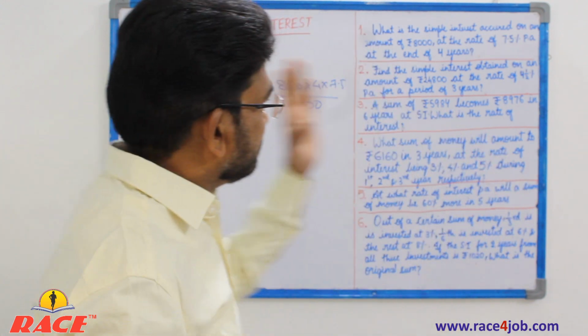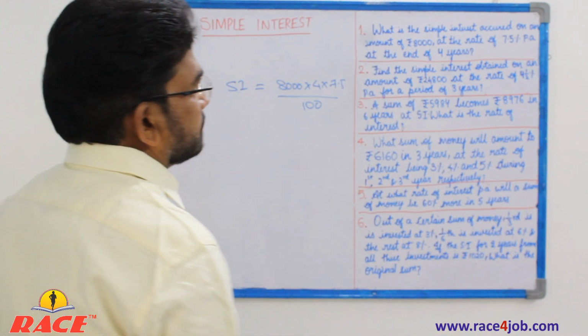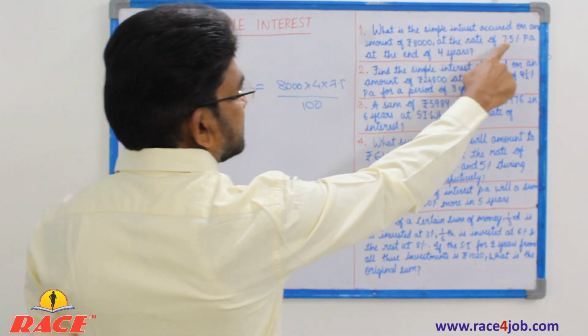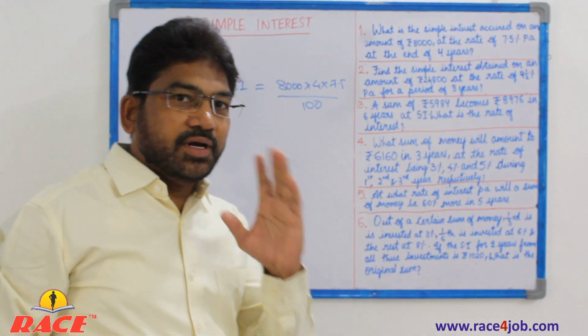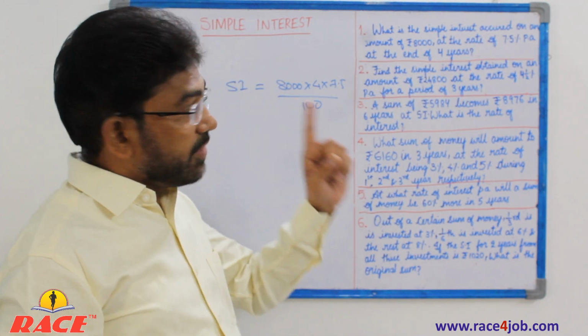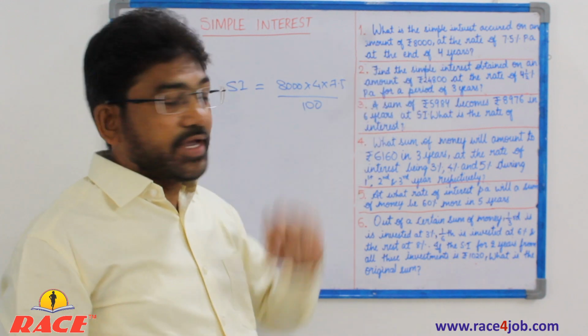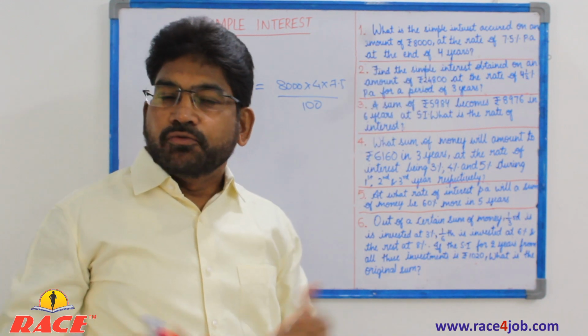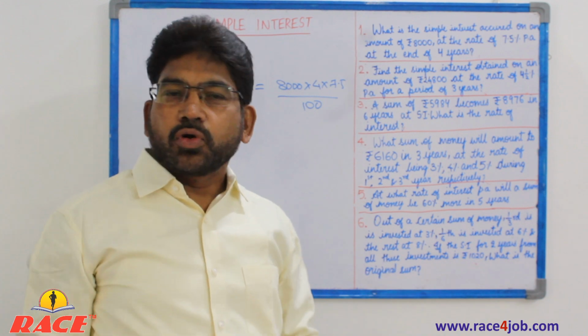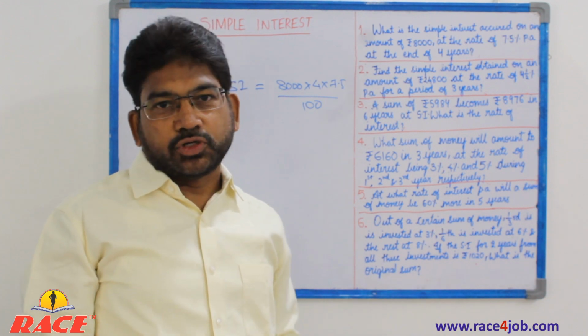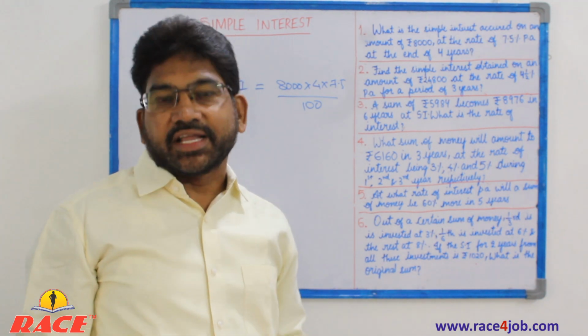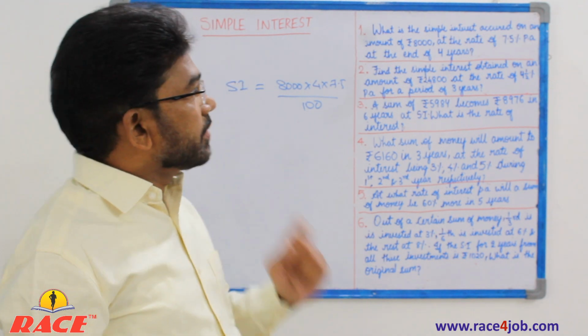Now, let us solve this question. So, 8,000 is the principal. 7.5% is the rate of interest, 7.5% per annum. It is for 4 years. 1 year is 7.5. 4 years? Simple. 7.5 into 4, or 7.5 double is 15 for 2 years. Again, double of 15 is 30. For 4 years, it will be 30%.